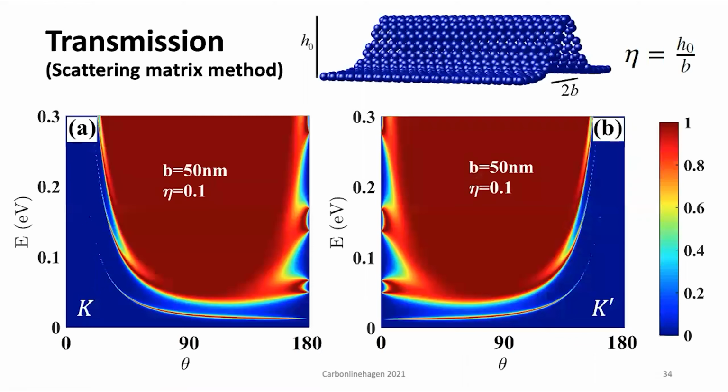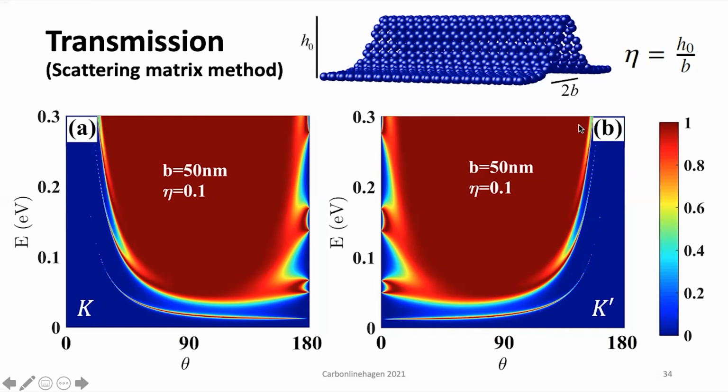So we took our Gaussian fold and we implemented the continuum model for it, and we used the scattering matrix method to calculate the transmission coefficients for states coming from valleys K and K prime for different energies and with different angles of incidence. And this is what this plot shows here.